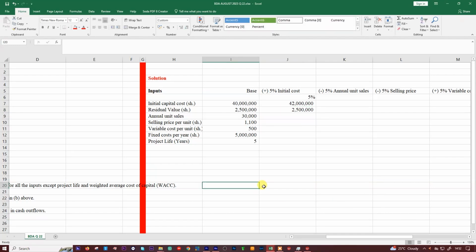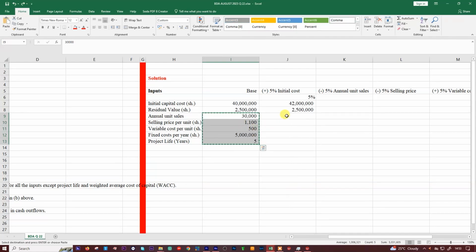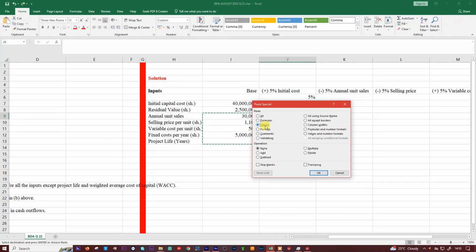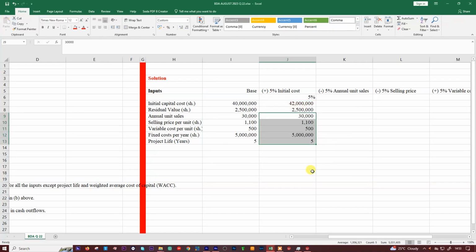We proceed on, and even the number of units will be the same. The annual unit sales will be the same, 30,000. Here we are saying it's going to be 1,100 like that. So I can just copy these values the way they are towards the right there, with your permission, because we are saying that the initial cost is the only one that is increasing. So here, just copy, paste special values, and I say okay.